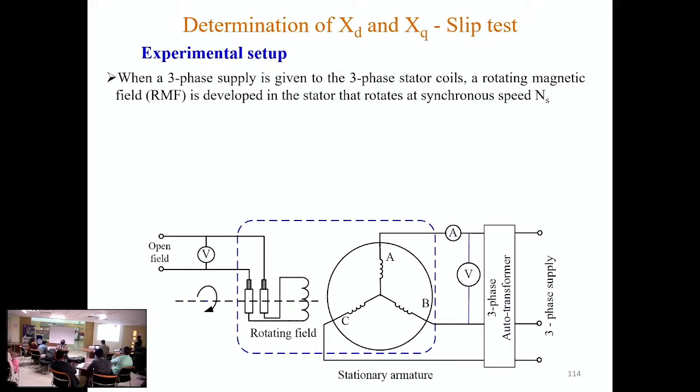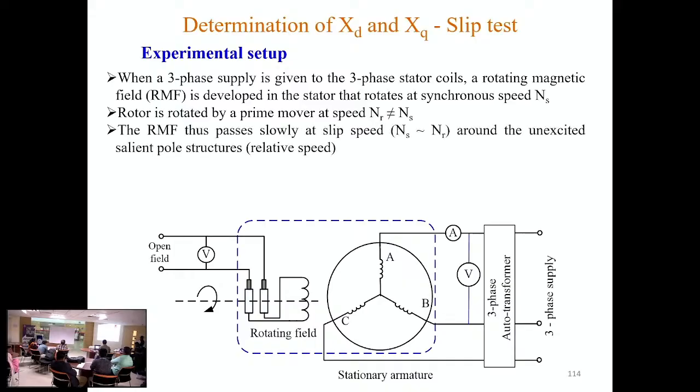So now when a three-phase supply is given to the three-phase stator coils, a rotating magnetic field is developed in the stator and rotates at synchronous speed, as I have mentioned, and the rotor is rotated at some speed which is not at synchronous speed. Okay, and the RMF thus passes slowly at slip speed. So what is the relative speed between this rotor and the RMF? That is the slip speed, the difference between NS and NR.